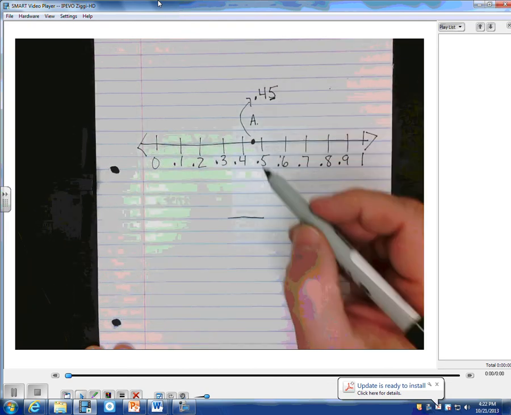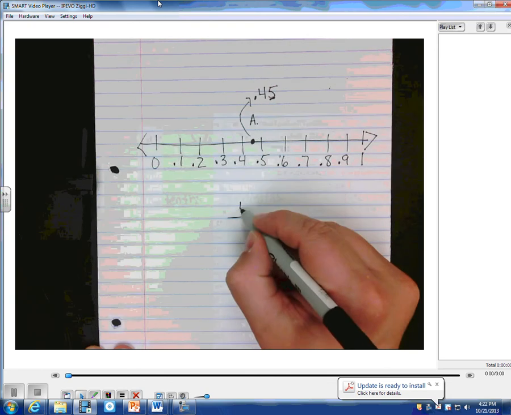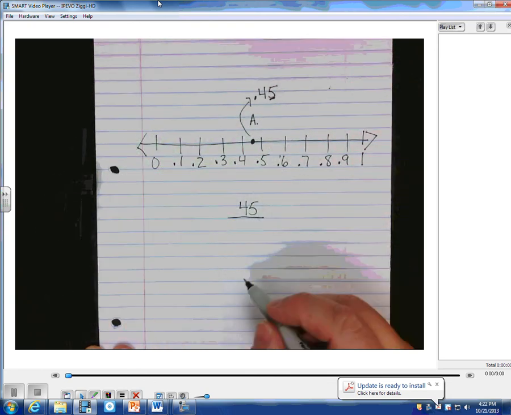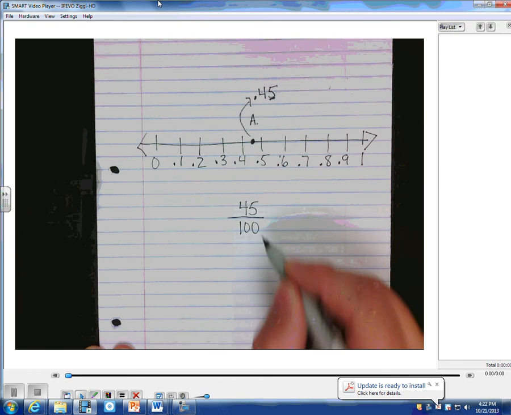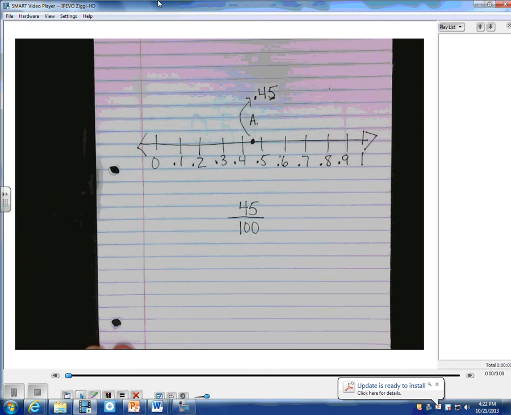So I write my fraction 45 hundredths. And I am done.